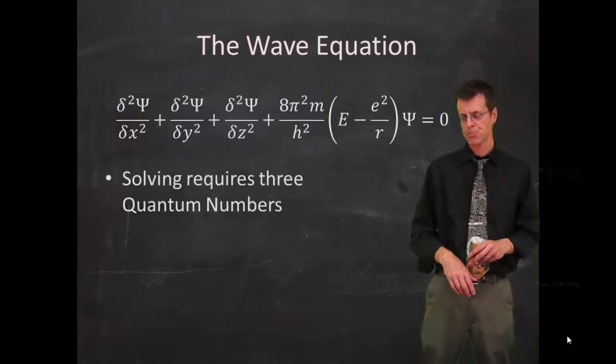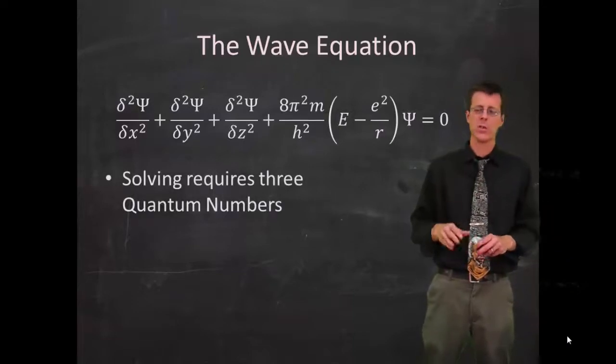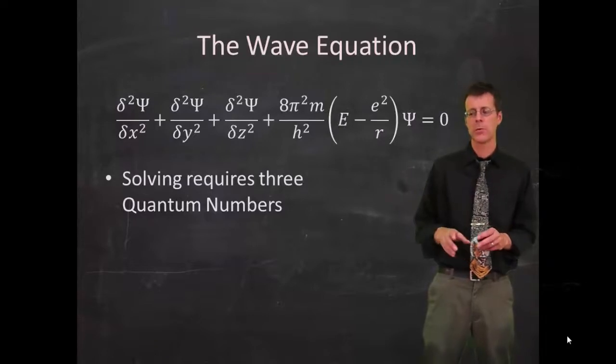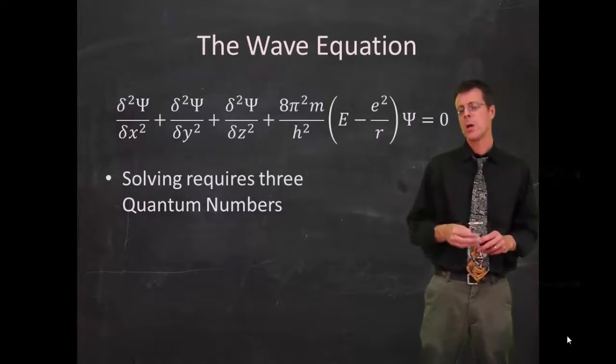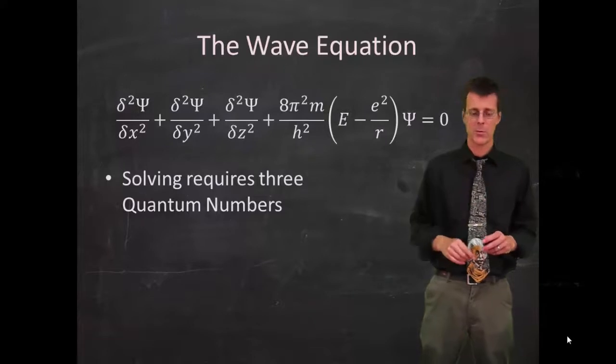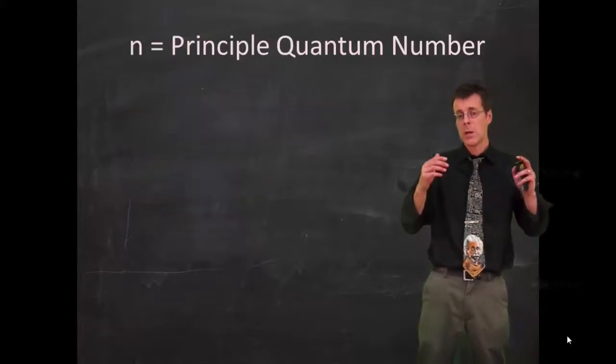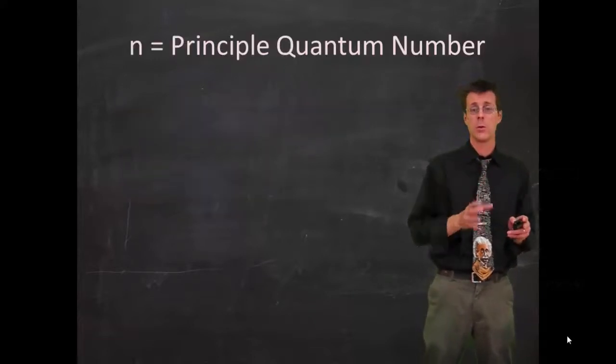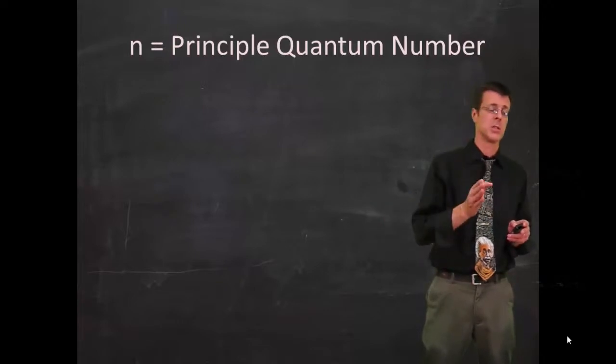Okay? In order to solve that equation, I know it doesn't look like a lot of spaces for variables, but you'll need 3 quantum numbers. We'll actually have 4, but we'll talk about that in a moment. So here are the quantum numbers. You want to know these. You don't need the equation, but you need to know the numbers.